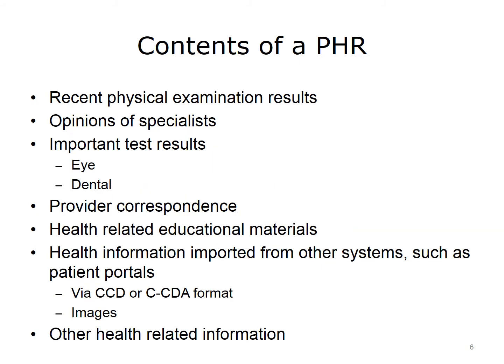The final portions of a PHR identified by AHIMA are results from a recent physical examination, opinions of specialists, important test results, such as eye and dental records, correspondence with provider or providers, current educational materials, or appropriate web links relating to health issues. Information imported from other systems, such as patient portals. These data can be imported using standards such as Consolidated Clinical Data Architecture, CCDA, and any other information, such as exercise regimen, any herbal medications taken, and any counseling received.